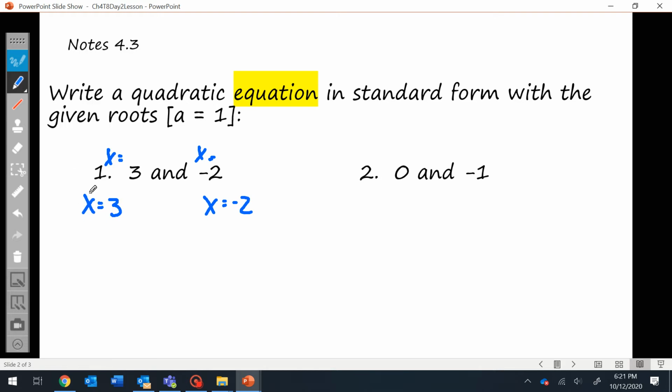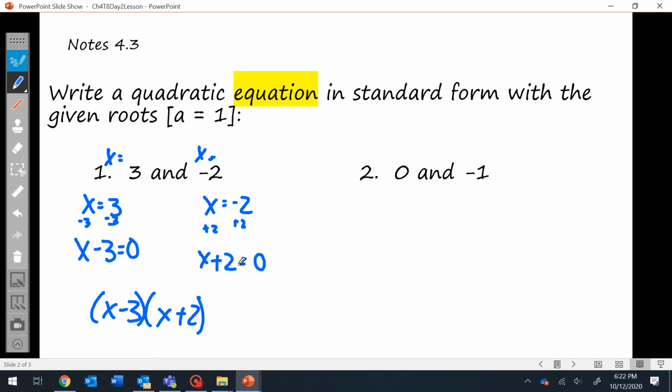Alright, so if I move this 3 to the other side, I would have x minus 3 equals 0. So this is the factor that would make 0 if x were 3, and I need to add 2 to both sides. X plus 2 would make 0 as well. So these would be my two factors, x minus 3 and x plus 2. That would be the equation in factored form equals 0. That would be the equation in factored form that gives me the given roots, 3 and negative 2.